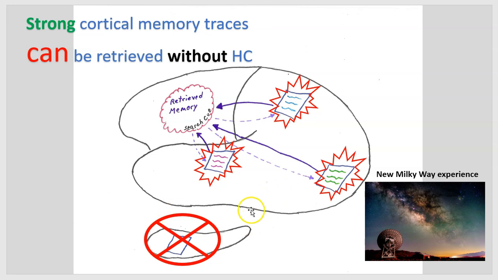Now, if my brain was able to make strong cortical memory traces for information or experiences, those memories can be retrieved without a hippocampus. And we saw this in the patients, HM and Clive, for example. They can retrieve memories from their childhood because they had strong cortical memory traces. So that's the key to having access to information. Even if your hippocampus gets damaged and you can't make new memories, you can still access old memories if they were well stored in the cortex.